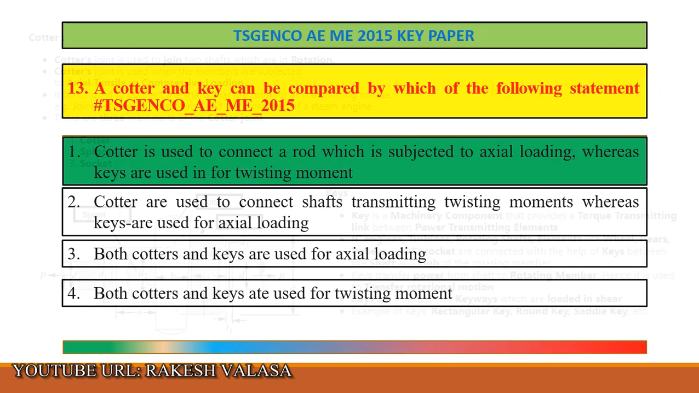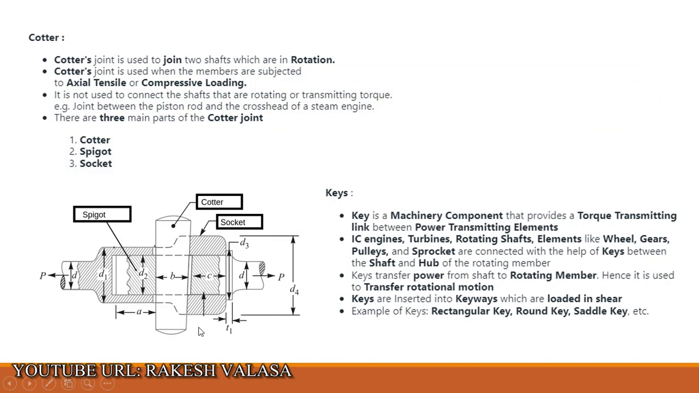Let us see the explanation. You can see here this is the cotter joint. It consists of mainly three parts: one is spigot, second cotter, third socket. Cotter joint is used when the members are subjected to axial tensile or compressive loading. It is not used to connect shafts that are rotating or transmitting torque. Example, joint between the piston rod and the crosshead of a steam engine.